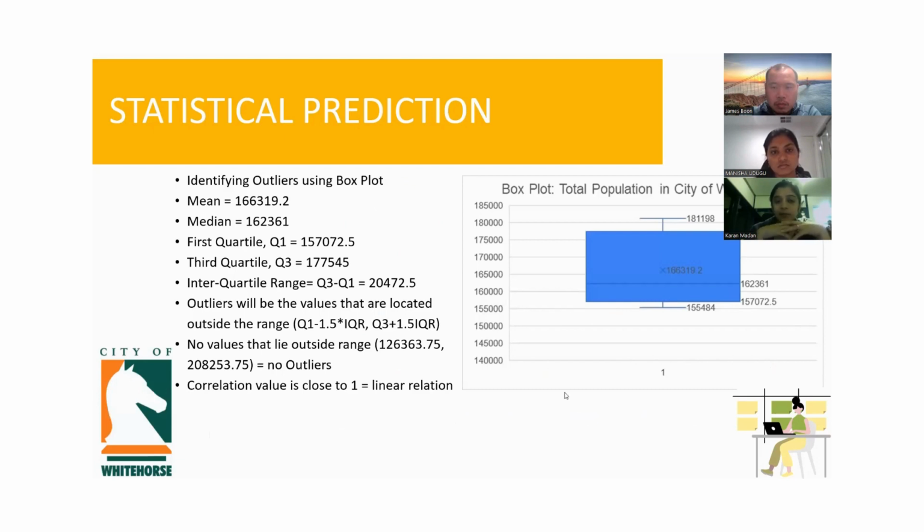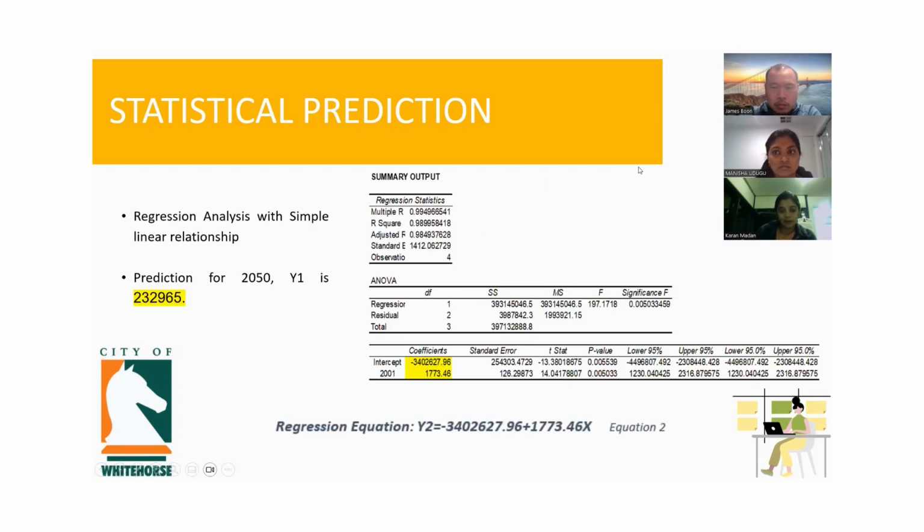outlier check, but there were no outliers in City of Whitehorse as well. And the correlation between the years and the population was linear. So we again did the linear regression equation for the City of Whitehorse Council, and we came across the given regression equation. We predict the population of City of Whitehorse as 232,965.